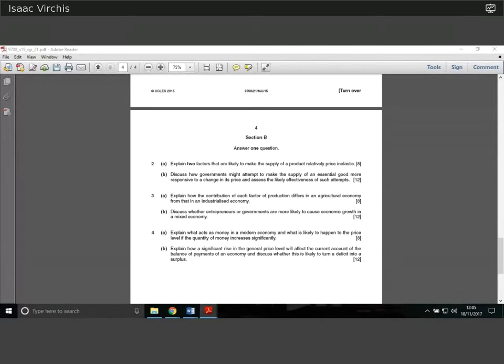What about labor? Well, labor in an industrial situation might need to have higher levels of training. In agricultural economy, often labor is less skilled. It's more unskilled labor.